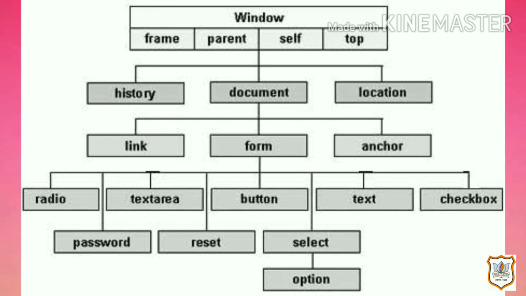Window object contains the document object. The document object is the most important object in the browser object model. It is used to represent the web page displayed in the browser. All the elements of the web page like form, images, link, anchor, and others are contained within the document object.